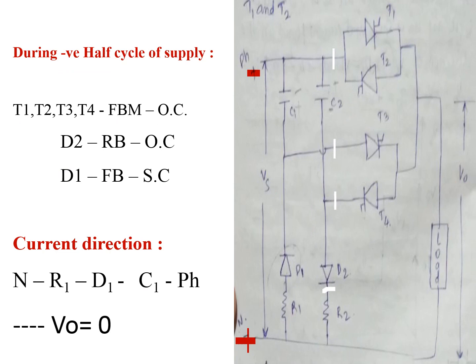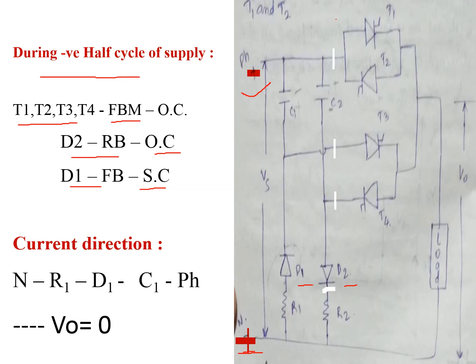Similarly, consider the negative half cycle of the supply voltage without applying the gating pulses to the thyristors. In this case, phase becomes negative and neutral becomes positive, and all the thyristors are in forward blocking mode. Coming to the diodes, the positive terminal of the supply voltage is connected to the anode of D1, and similarly to the cathode of D2. So diode D2 is in reverse bias and acts as an open circuit, and diode D1 is in forward bias, which acts as a short circuit.